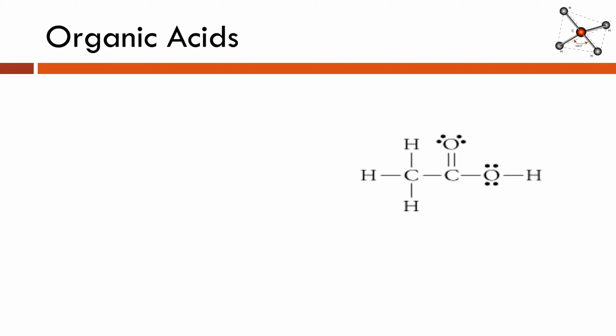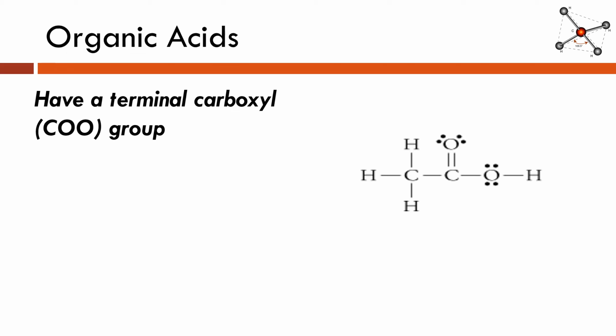All right, we've got organic acids next. In an organic acid, we have something called a carboxyl group. Our carboxyl group is the COO group. Carbon is double bonded to one oxygen, and then it's single bonded to an oxygen. And in the case of an organic acid, there is a hydrogen atom that is bonded to the single bond oxygen. This is terminal. So again, it always has to be at the end.